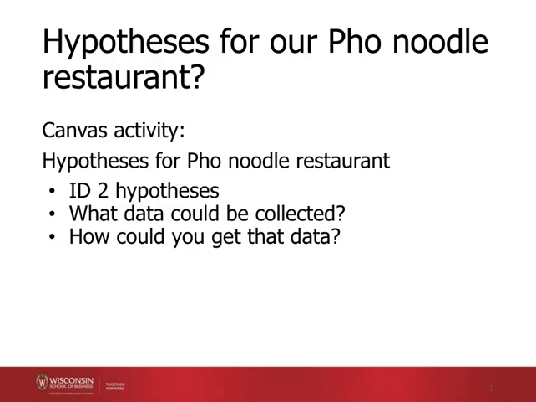I'd like you to identify 2 hypotheses that you might have about this restaurant idea, and then, selecting one of those hypotheses, think about the data that could be collected in order to try to confirm whether that hypothesis is correct or incorrect. And then finally, what could you do to actually collect that data? There's a little more information presented in the Canvas activity. Please take a look. This is a great time to do this so that you're learning as you go along.